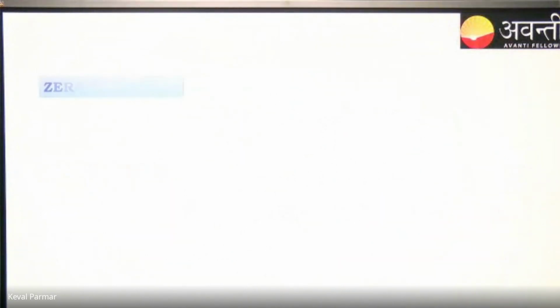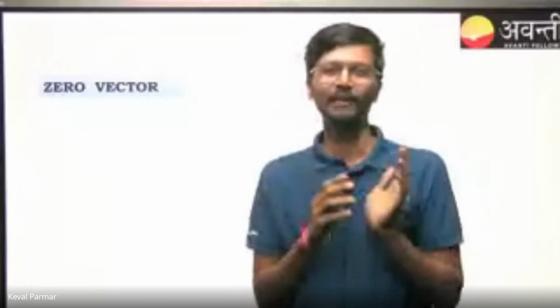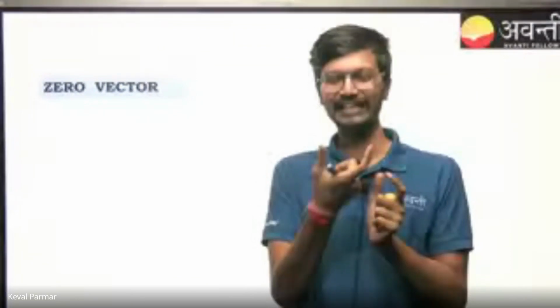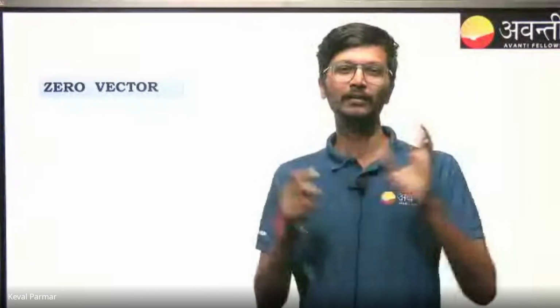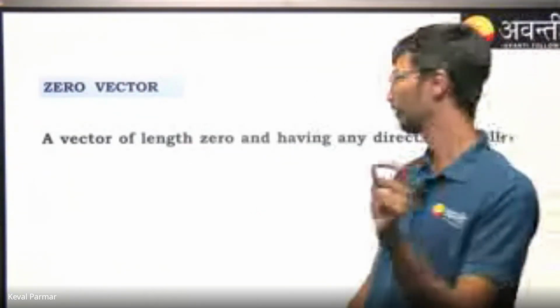Zero vector. Now basically we are entering into the types of vectors. Like in matrices, the same thing here, types of vectors. We will go through many types. Just remember the name and you will get an idea of what type of vector it is from the name. Zero vector means the magnitude is zero.